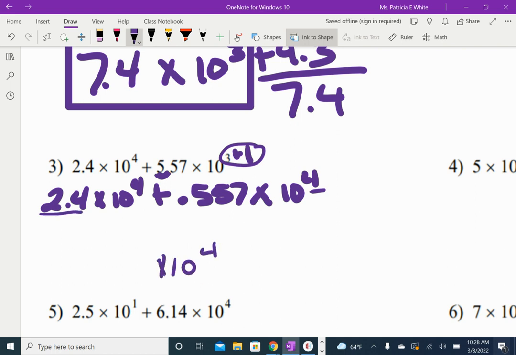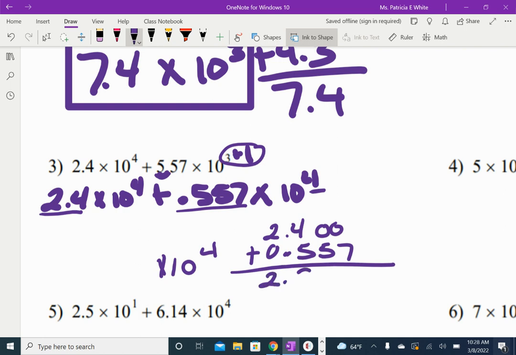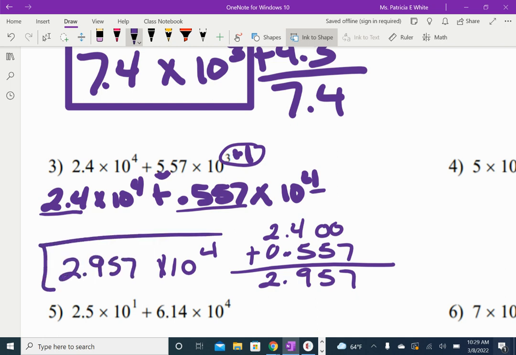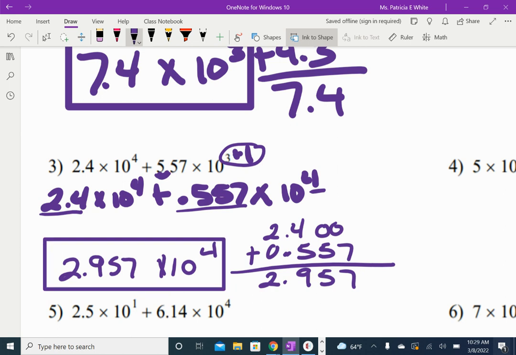And what I have to do is add 2.4 plus 0.557. That's 2.957. So my answer is 2.957 times 10 to the 4th. Okay.